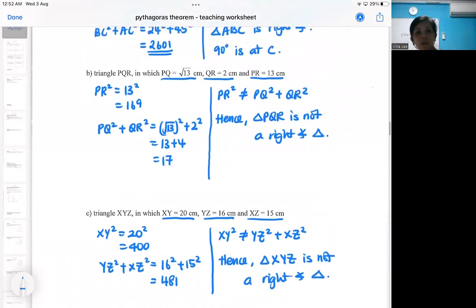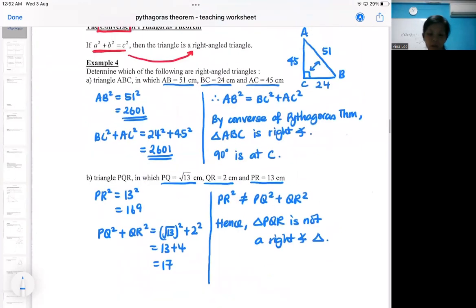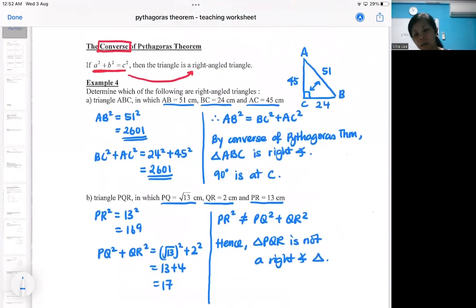Usually a question will ask you to prove whether it's a right angle or explain why it is a right angle. Subsequently, after the explanation, you can use Pythagoras theorem or later on trigo on it. So that is the idea of converse of Pythagoras theorem.